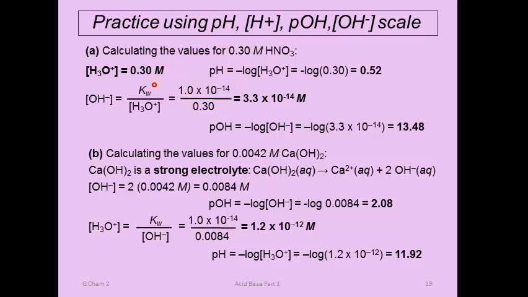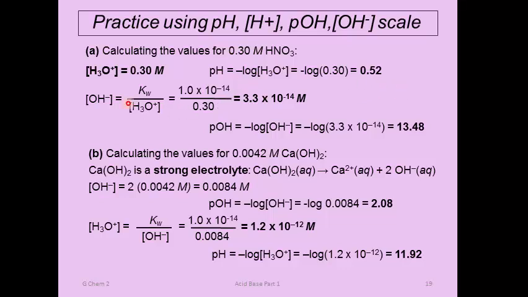Okay, so hydronium ion concentration, if it's 0.3 molar nitric acid, a strong acid, all of that becomes hydronium ion concentration. The pH is very simple. Just take the negative log of this. It ends up being 0.52.